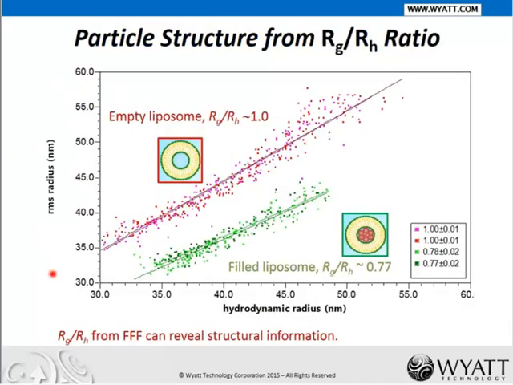So when we plot Rg versus Rh, we can also get the Rg-Rh ratio from the slope. For the empty liposome, the ratio is around 1.0, consistent with the spherical shell structure. For the filled liposome, we found the Rg-Rh ratio about 0.77. The actual numbers are displayed here. And 0.77 is consistent with the solid sphere structure. So by measuring Rg-Rh from well-separated particles from field flow fractionation, we can get structural information.